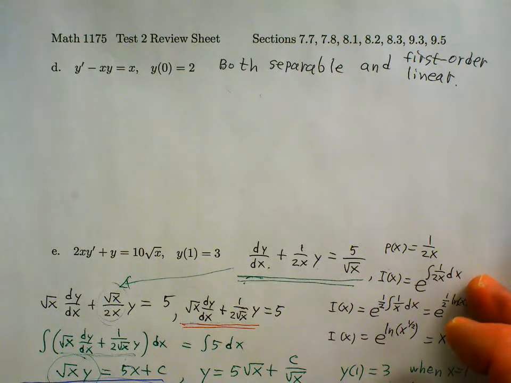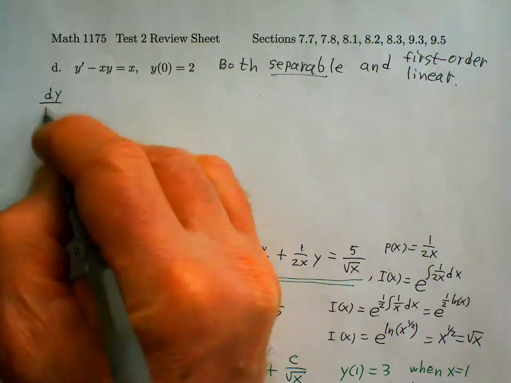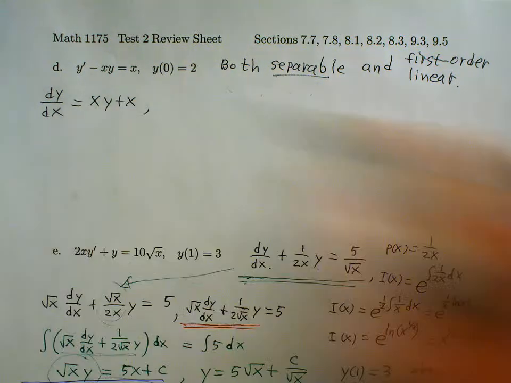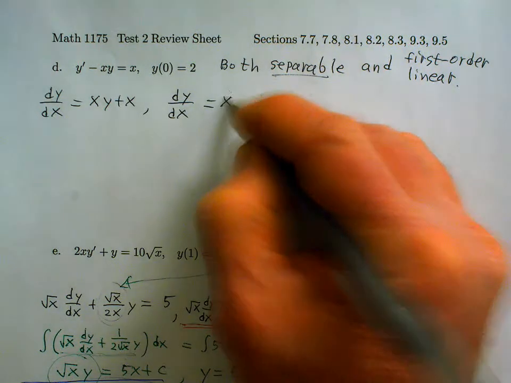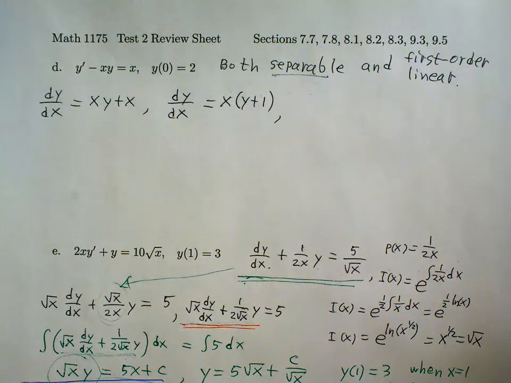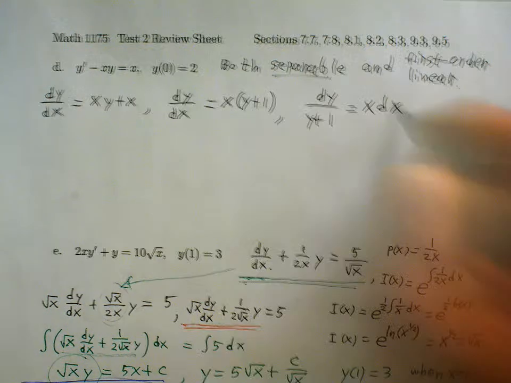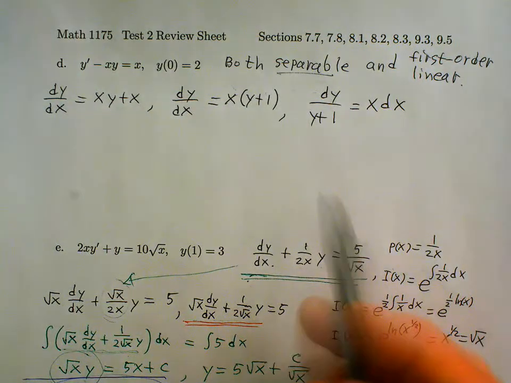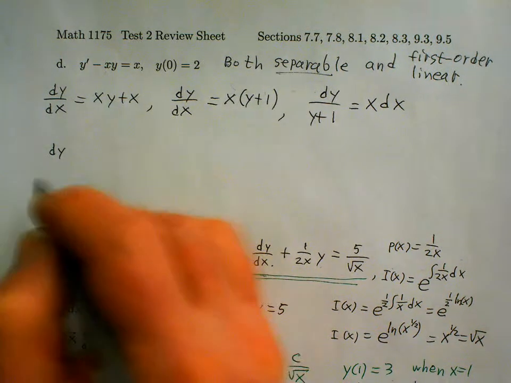But I still have a few seconds left. To treat it as a separable, first we add xy to both sides. And then on the right-hand side, factor x out. So we have x times y plus 1. And then when you do the separation, we get dy over y plus 1 equals x dx, and so on. Okay, we still have a few seconds if you want to try the first order linear approach.